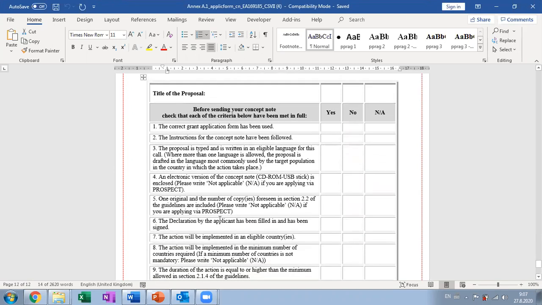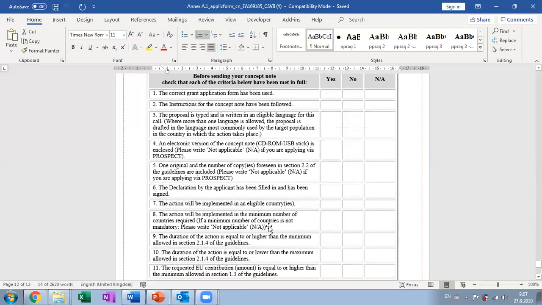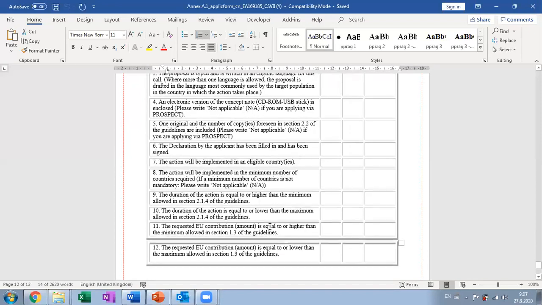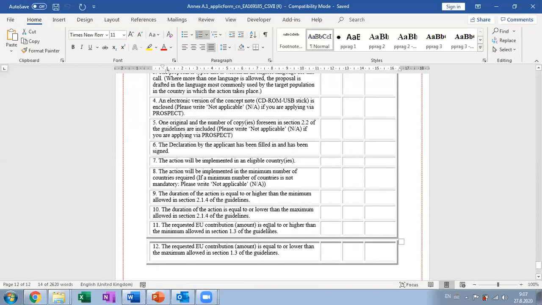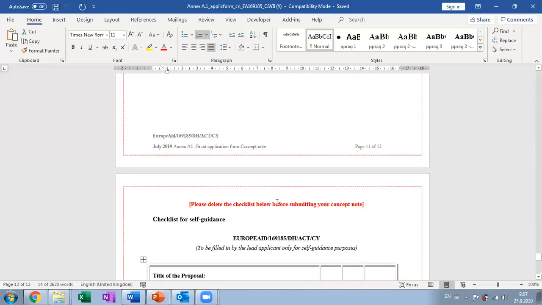It includes a couple of issues that you're supposed to check and verify before submitting concept notes, so that you don't make some administrative mistakes, like perhaps proposing a duration that is below or above the minimum and maximum prescribed in the guidelines, or that you had actually attached all the documents that are needed. Currently, this is only this concept note.